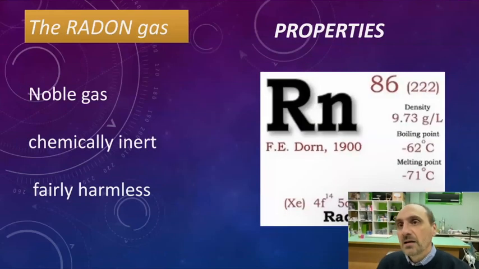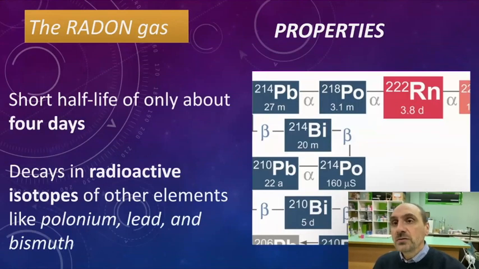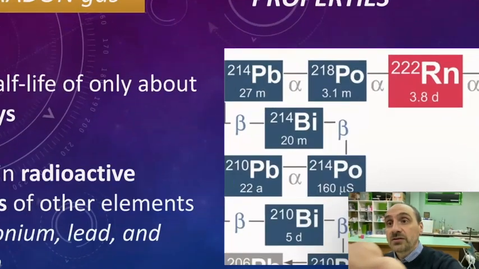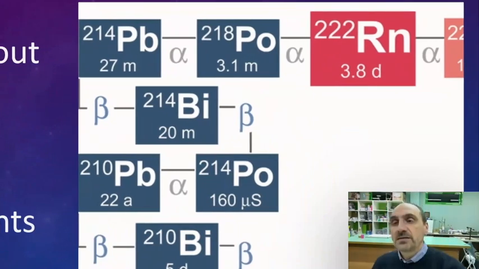From a chemical point of view, radon is not harmful. It's not a dangerous gas. I mean, it's a noble gas, so it's hardly bound with other elements. It's chemically inert. But from a nuclear point of view, the situation is very different. This is the chain of the radon decays.